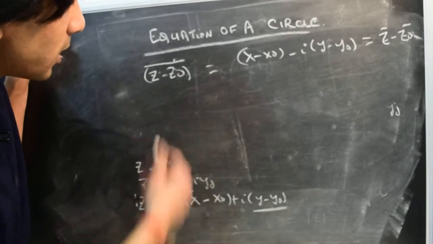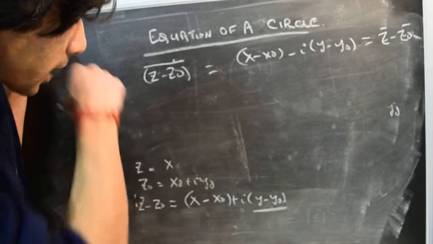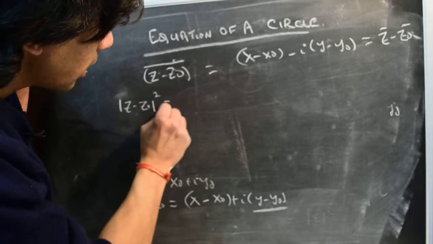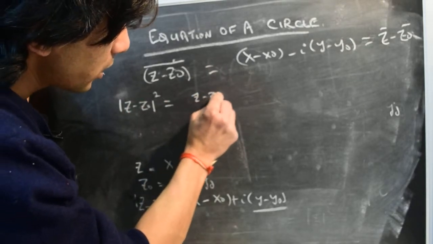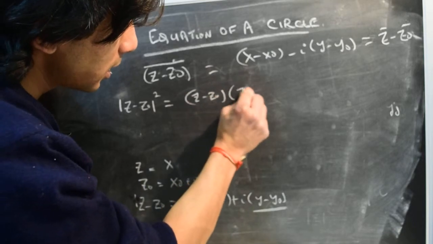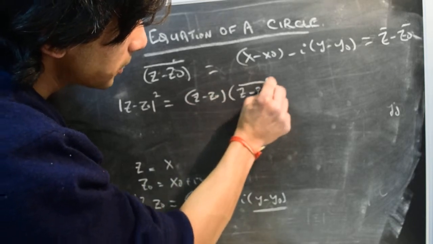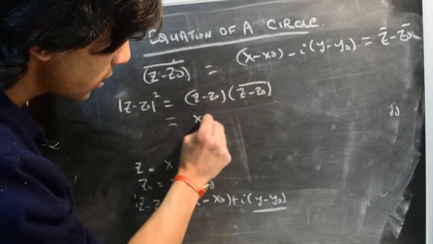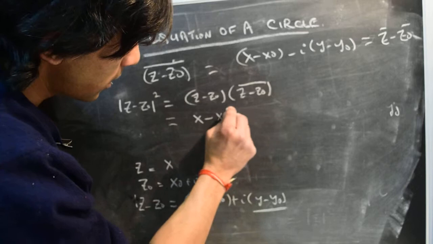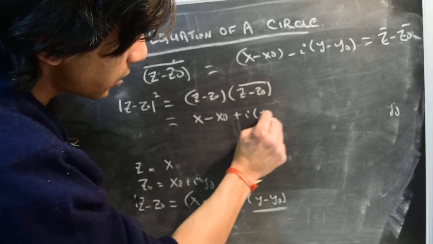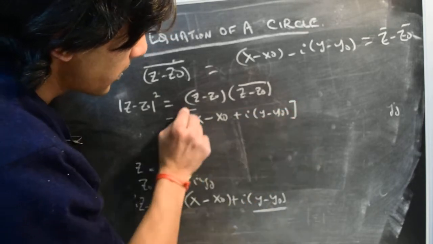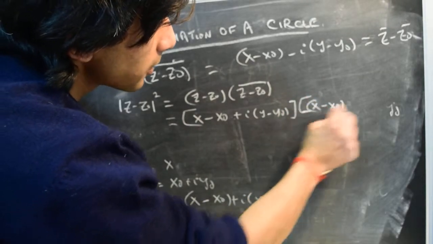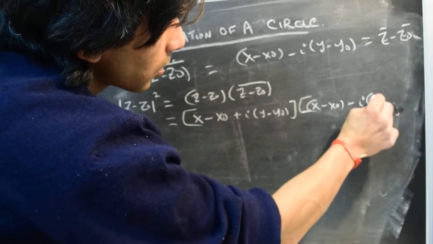Okay, so we have this as the conjugate of z minus z0, and now in order to calculate the modulus of z minus z0 squared, we can use the expression z minus z0 times the conjugate of z minus z0. So z minus z0 is this. Let's work this out. This is x minus x0 plus i times y minus y0, and then we multiply this with its conjugate, which is x minus x0 minus i times y minus y0.